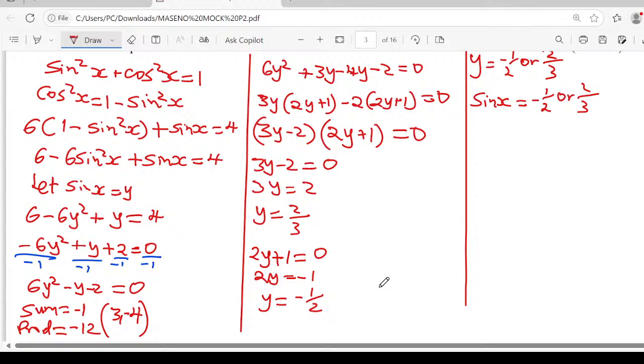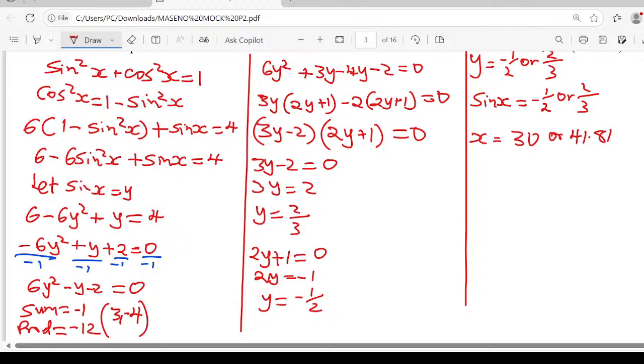So in the first case, I want to draw for you guys a unit circle. It means that x can be equal to sine inverse of a half, which is 30, but that should be negative. Or the sine inverse of 2 over 3, that should be 41.81.